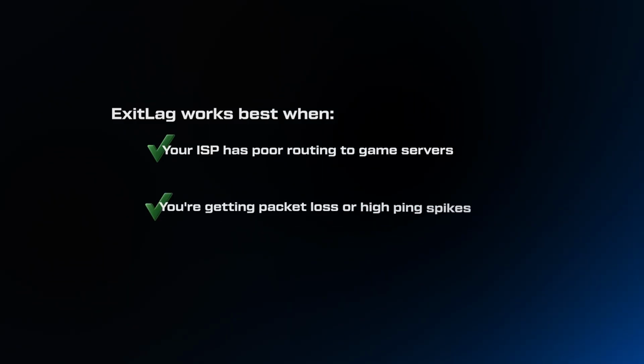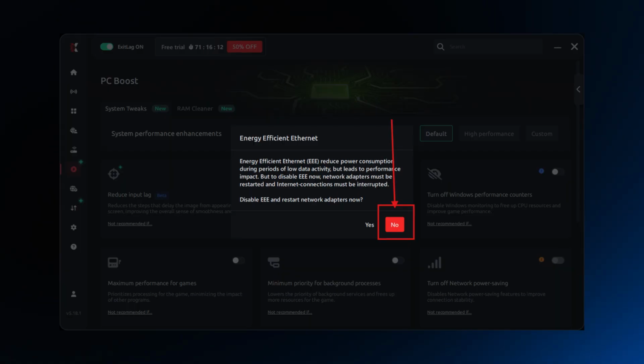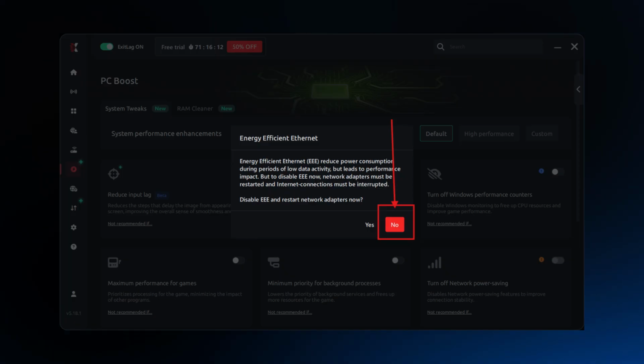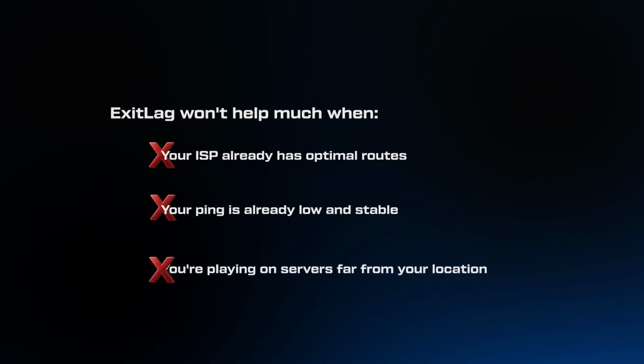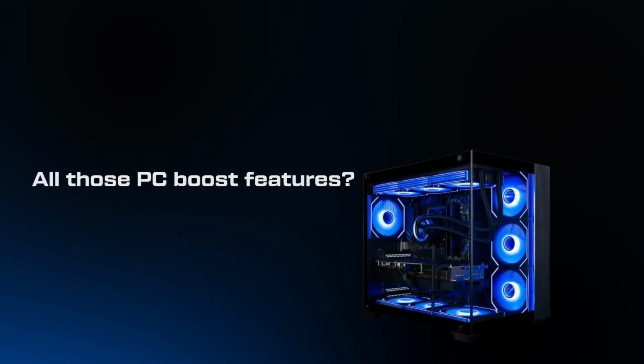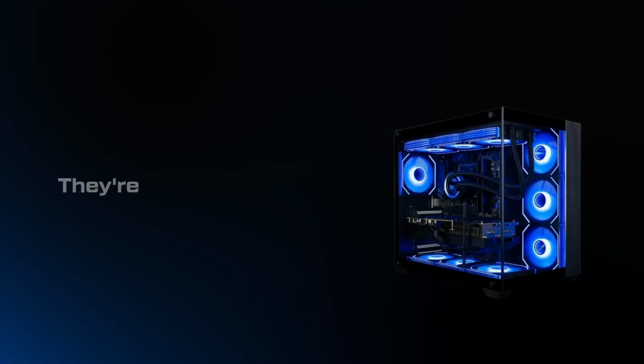Basically, ExitLag works best whenever your internet provider already has bad routing to the game servers, you're getting packet loss or high ping spikes, you're playing on servers far from your location. And ExitLag won't help much when your ISP already has optimal routes, your ping is already low and stable, your internet issues stem from low speeds and not routing problems. And the simple truth is, ExitLag finds better routes, that's all it does. All those PC boost features, they don't affect routing, they're distractions.